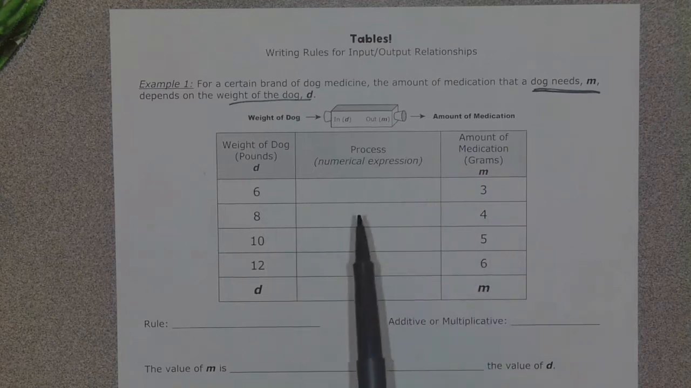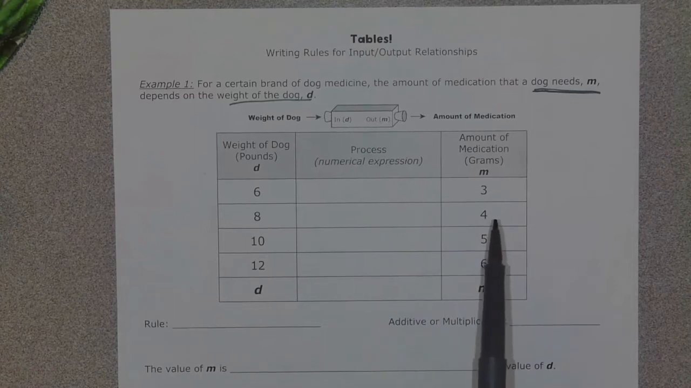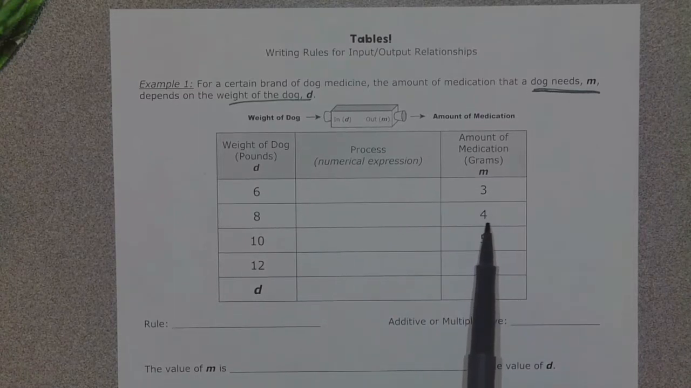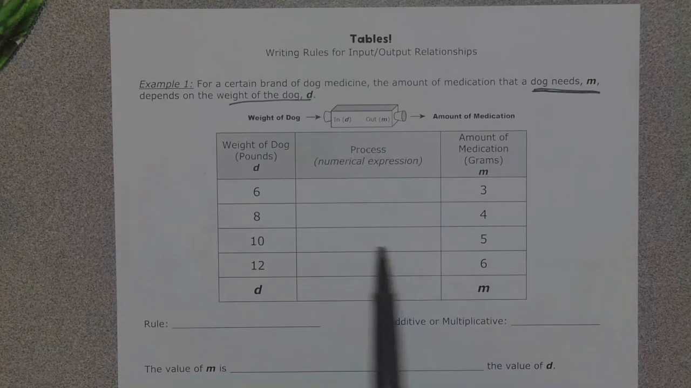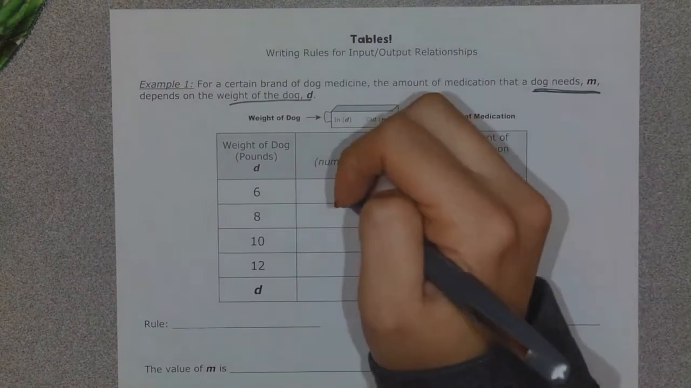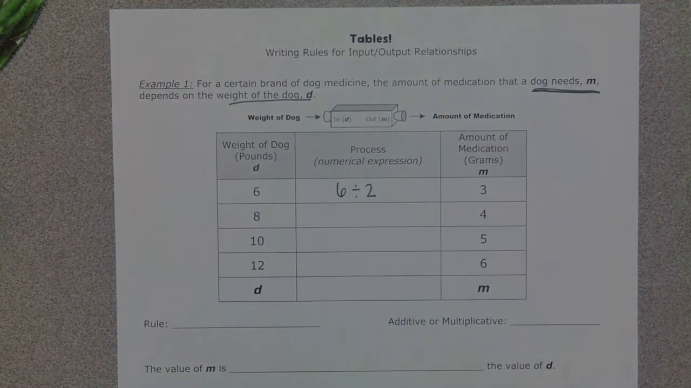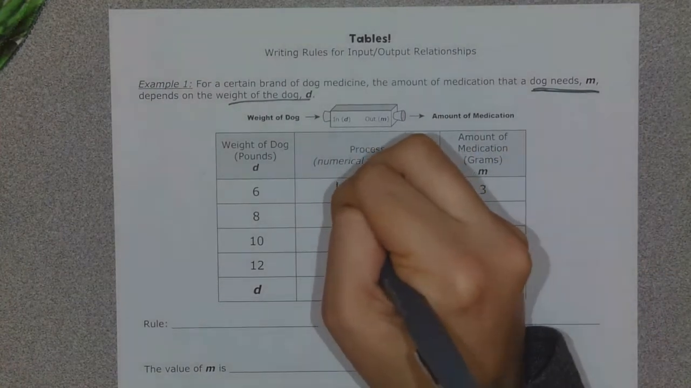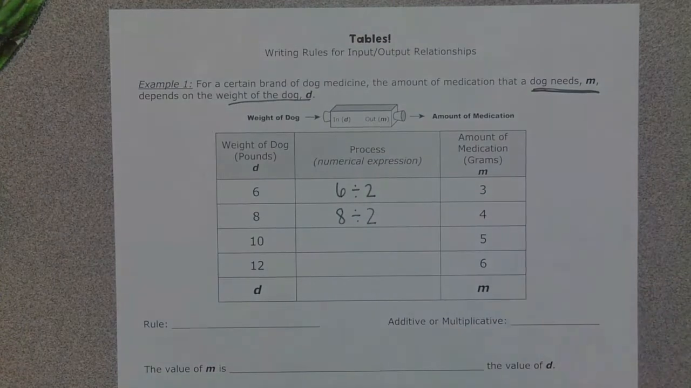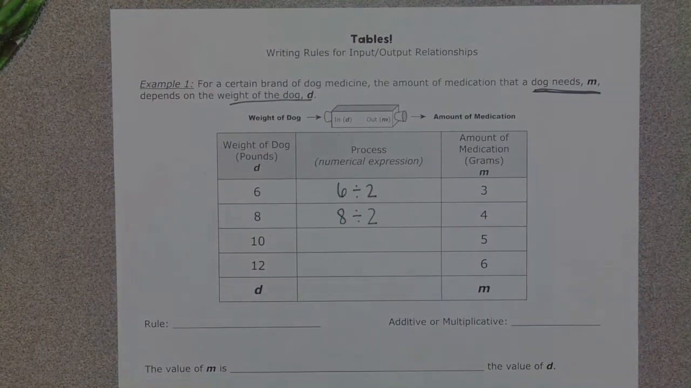So if I were to do 8 minus 3, that's going to give me 5, but my table says 4. So my minus 3, it's not the correct process. So what I'm doing here is I'm doing 6 divided by 2. That gets me to 3. 8 divided by 2 will get me to 4. So I know this whole divided by 2 is going to work, but there's another way to write this. Yes, I can continue doing 8 divided by 2. I could do 10 divided by 2 will give me 5.